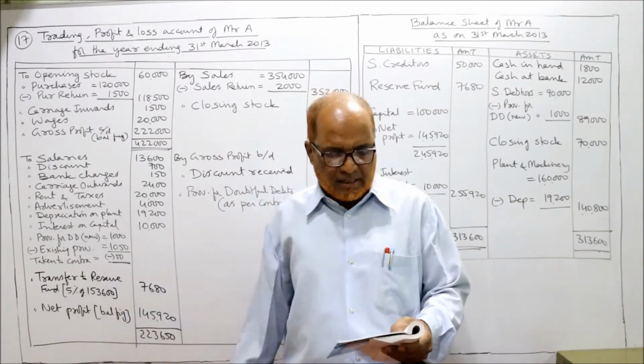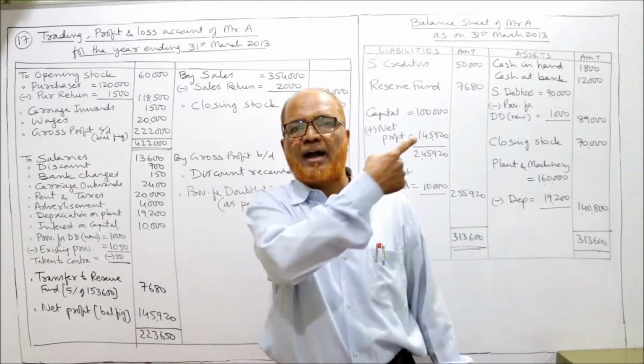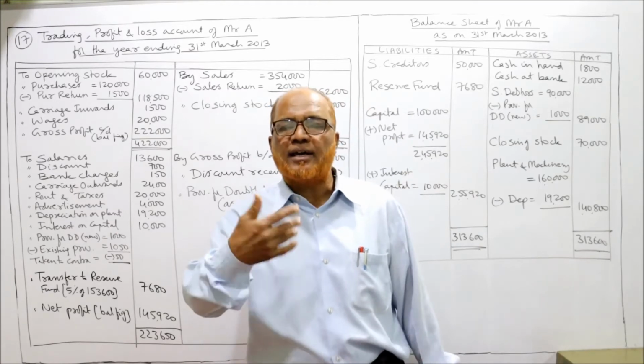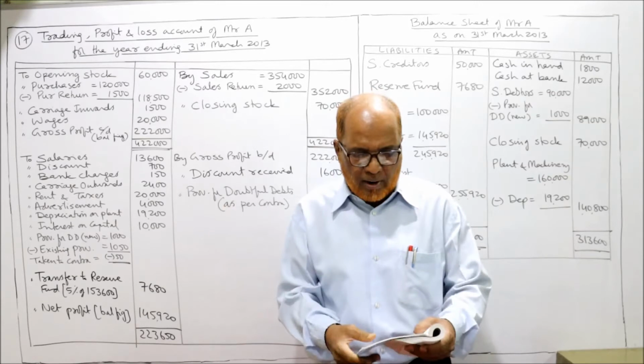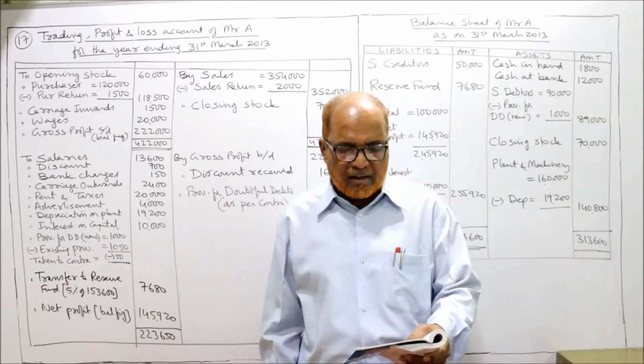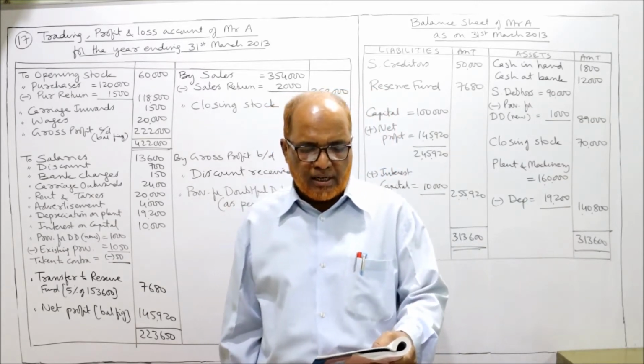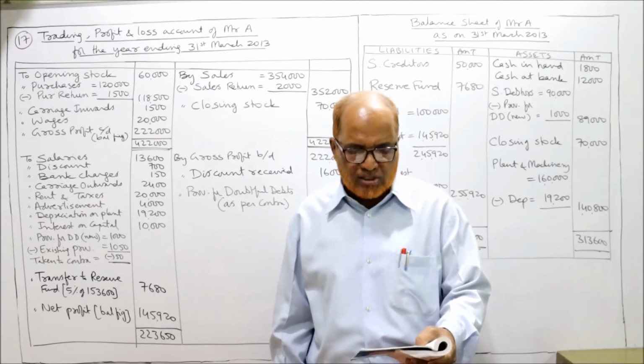Advertisement, P&L account debit side. Cash in hand, cash at bank, asset side. So I explained to you the items where they will come. Trial balance completed. Now adjustments. You are asked to prepare the final accounts for the year ended 31st March 2013 and balance sheet as on that date. The following adjustments.